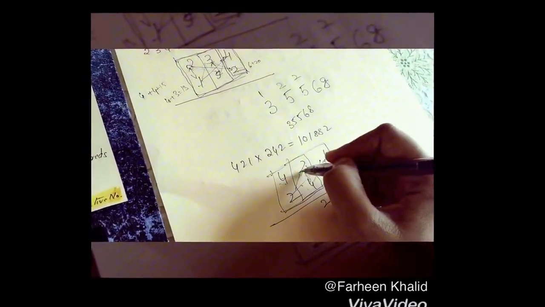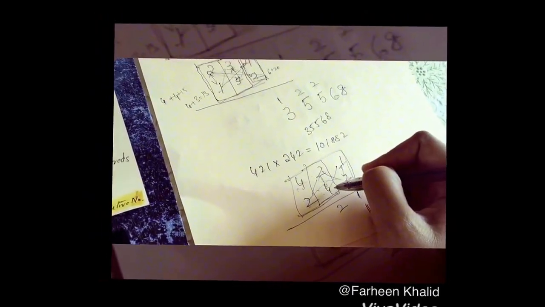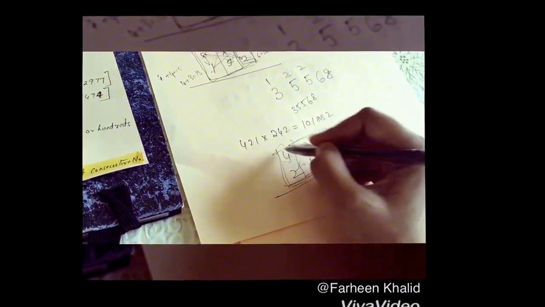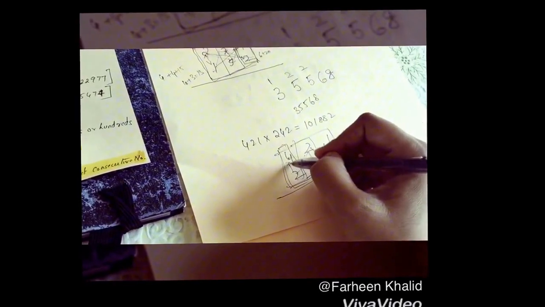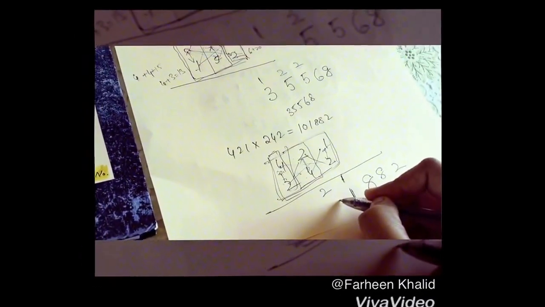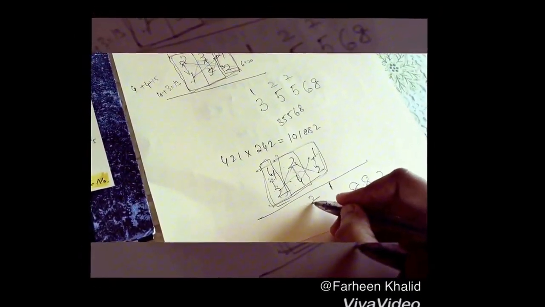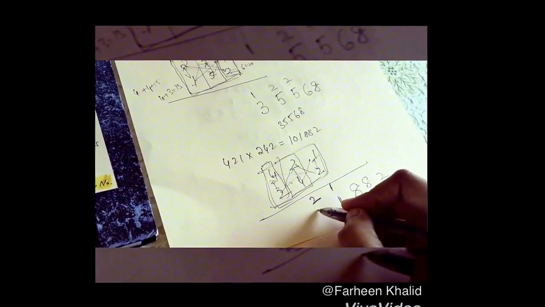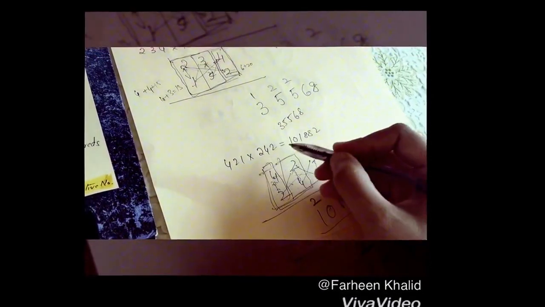Yeah. Oh, okay. So we did 2 times 2, oh yeah, right. Okay, so now we do the last part, which is just this box, which is 4 times 2 is 8. Okay, so 8, and you have a 2 carry over here, so 8 plus 2 is 10. So your answer is 101882.